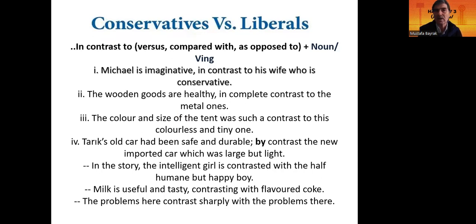Yes, full stop. Michael is imaginative in contrast to his wife. So we understand that his wife is not imaginative, but conservative. Okay. Michael is imaginative in contrast to his wife who is conservative. Means just the opposite of Michael. If we put a period after his wife, it is also clear. Michael is imaginative in contrast to his wife. Full stop. So we understand that his wife is conservative, not imaginative.